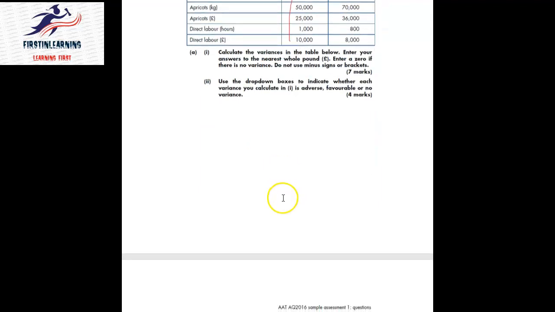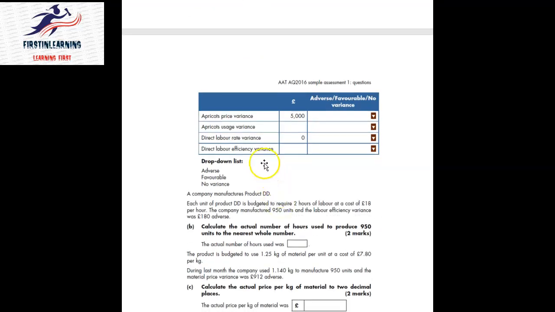So let's have a look at what we have on the bottom. They're asking the price variance, the uses variance, rate variance, and the efficiency variance. So you have to calculate all of this: price, uses, rate, and the efficiency. The price variance tells us did I pay more or less. The uses variance tells us did I use the quantity more or less. The labor rate variance tells us did we pay more per hour to the employee. And the efficiency variance tells us did we use more hours or less hours to produce the units.